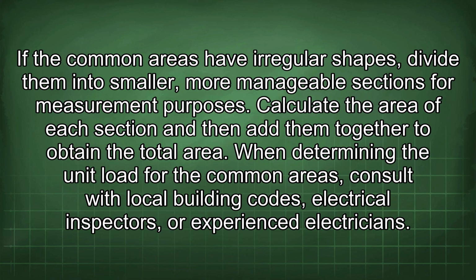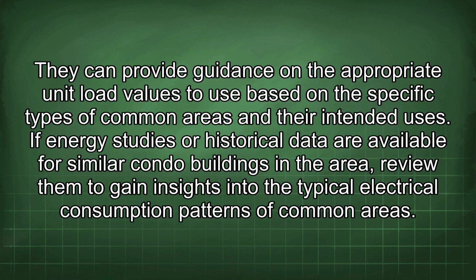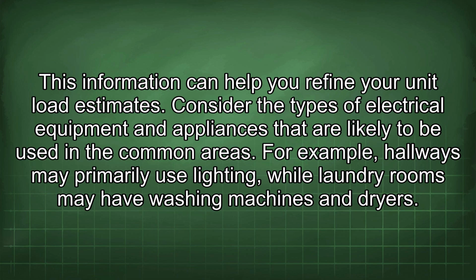When determining the unit load for the common areas, consult with local building codes, electrical inspectors, or experienced electricians. They can provide guidance on the appropriate unit load values to use based on the specific types of common areas and their intended uses. If energy studies or historical data are available for similar condo buildings in the area, review them to gain insights into the typical electrical consumption patterns of common areas. This information can help you refine your unit load estimates.